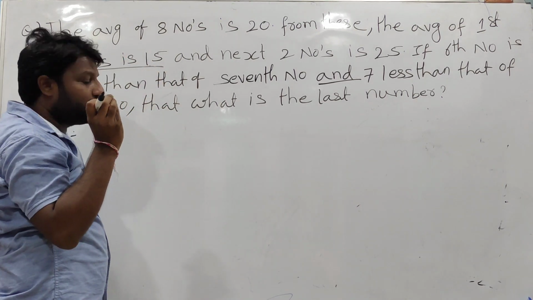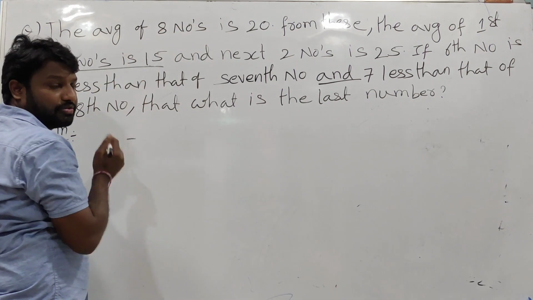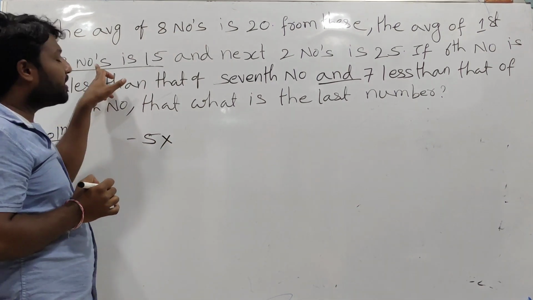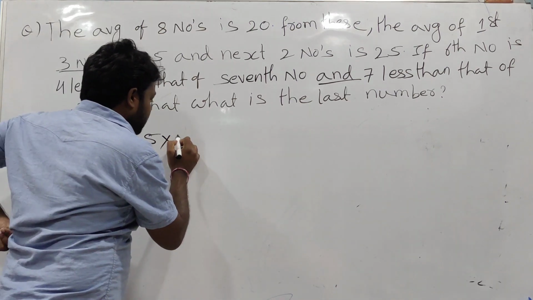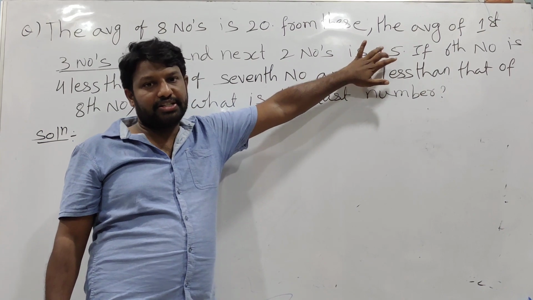How much is it less? 5. If it is less, you take the minus value. So I am taking minus 5 into how many numbers? 3 numbers. I have written 3 numbers. Next, the next 2 numbers have an average of 25.